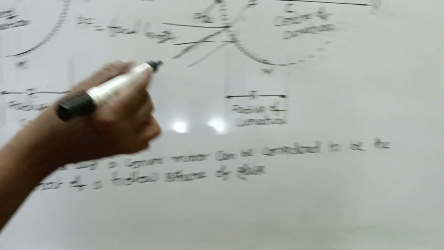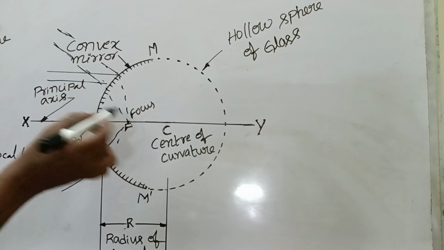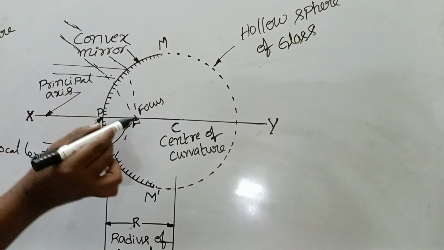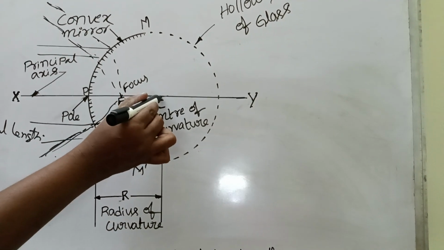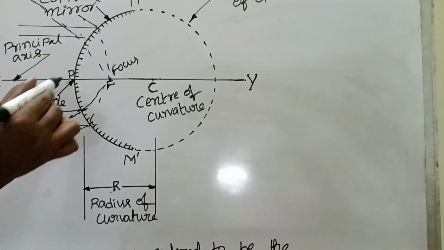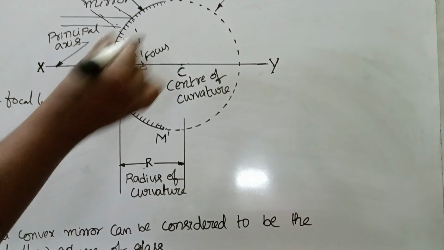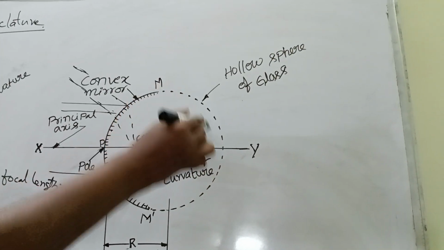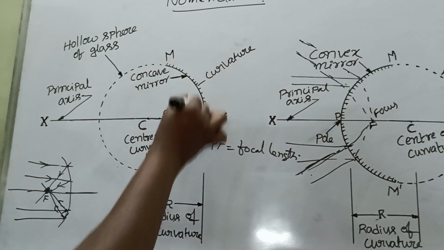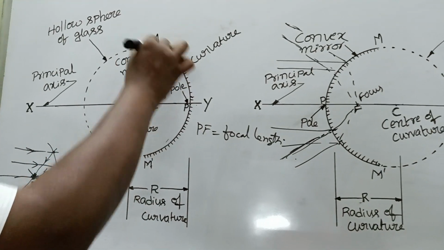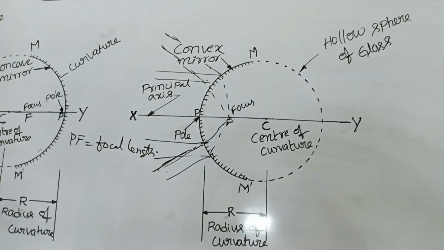In case of a convex mirror, the lines appear to focus on the focus point. So this is the center of curvature, this is the pole, and this is the principal axis. Remember that this is a hollow sphere of glass. Here also a hollow sphere of glass. Only this portion is called the mirror portion. This is a concave mirror and this is a convex mirror.